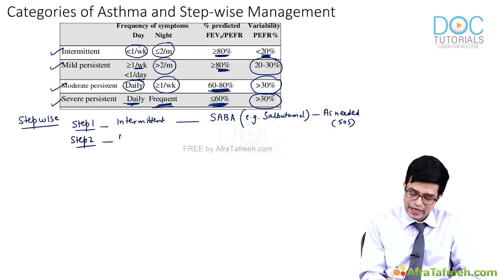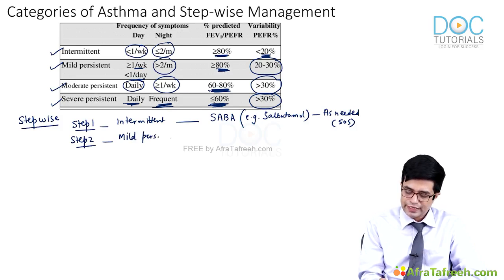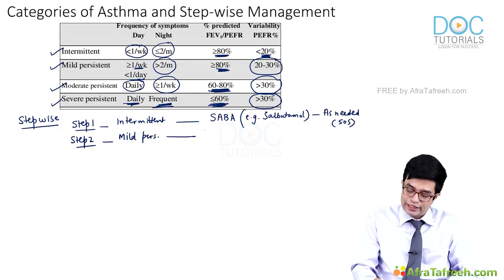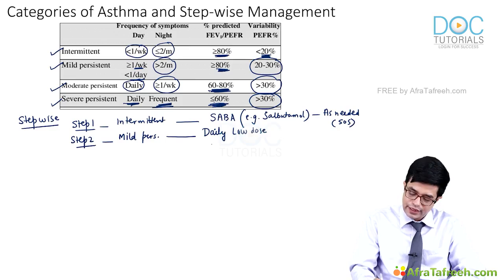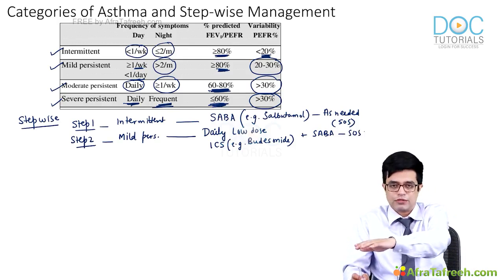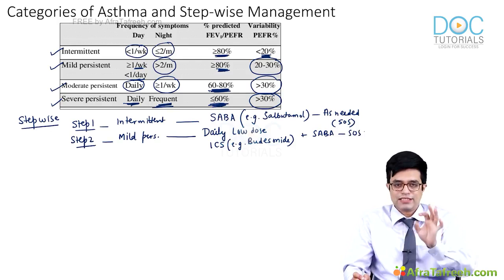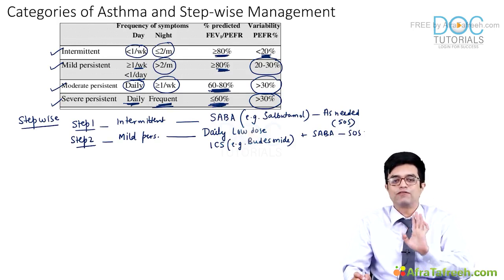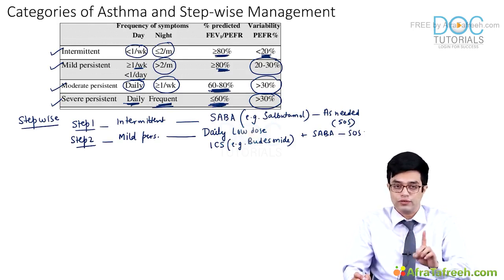Step 2 is given for mild persistent asthma. In mild persistent asthma, you will have to start a daily medication. You will use a daily low dose inhaled corticosteroid, for example budesonide, plus a short acting beta agonist, SABA, SOS as needed. For any acute attack, additionally you will use SABA for a few days. Otherwise, daily low dose steroids have to be given by the inhaled route, not oral. Then we have step 3.